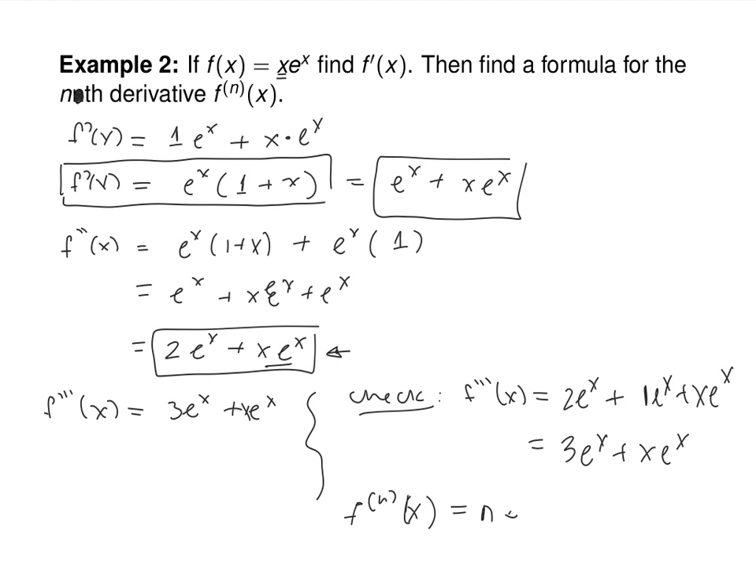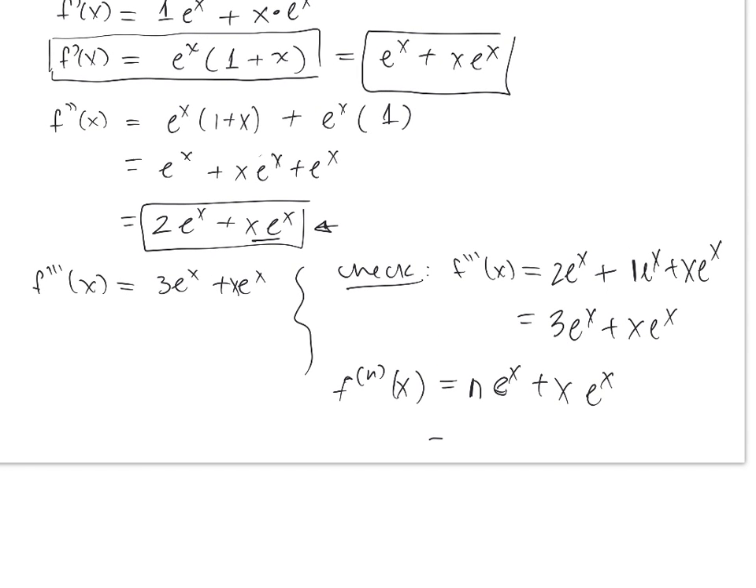You could say it's n e to the x plus x e to the x, or you could say what I think Mary Kate said, which was n plus x times e to the x. Is that what you said? Something like that, yeah. Either way, but that's the pattern. So if it asks for the nth derivative, it's saying take a couple derivatives and you should start seeing a pattern.